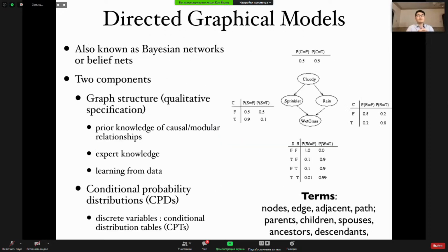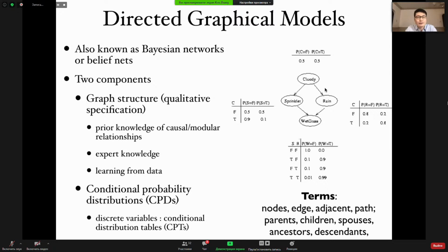Okay. So we are particularly interested in directed graphical models. And in most cases, we are concerned with a directed acyclic graph in which we don't have any loop. So if you go from one variable, you will not go back. And these kinds of graphs are also known as Bayesian networks or belief nets. Right here, you can see an example.